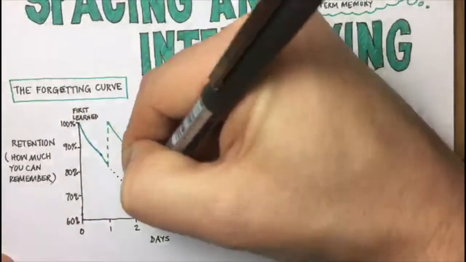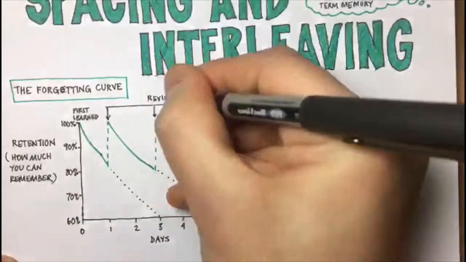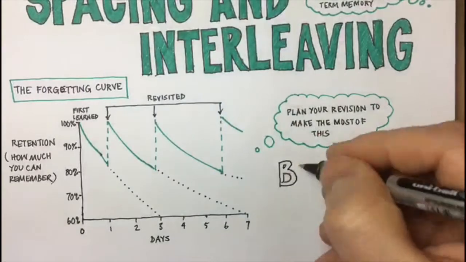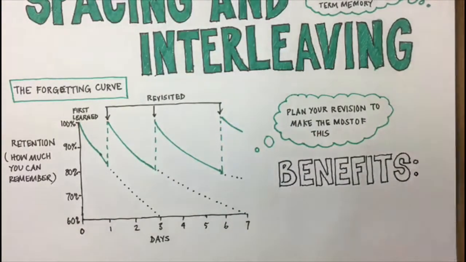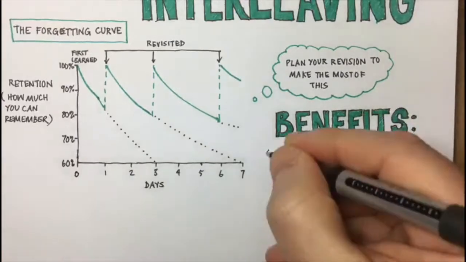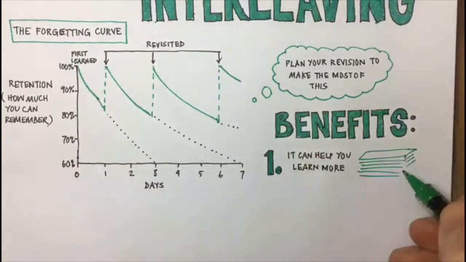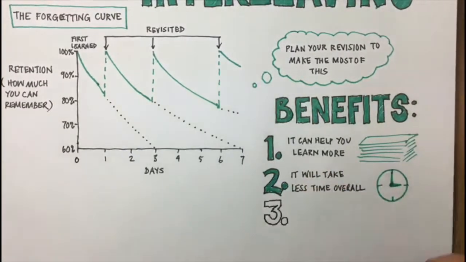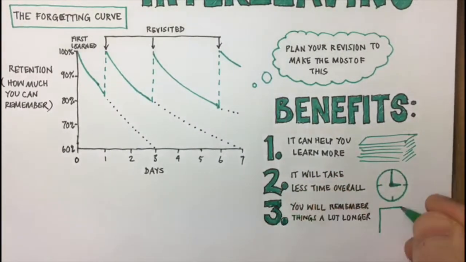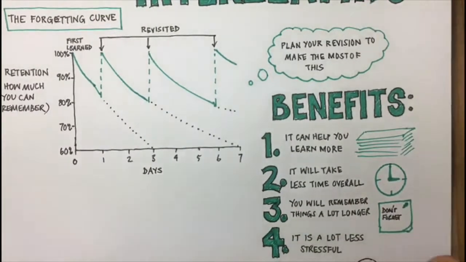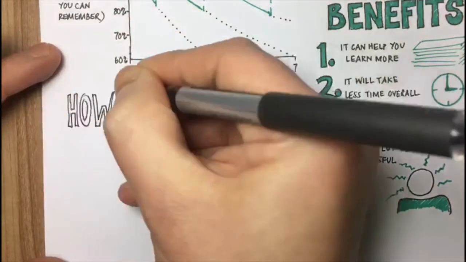Each time you go back to a topic, you forget a little bit less, and you can leave longer before you will need to revisit it again. You can plan your revision to make the most of it. There are 4 good reasons to do this. Number 1, it can help you learn more. Number 2, it will ultimately take less time. Number 3, you will remember things for longer. And number 4, doing it like this is a lot less stressful.